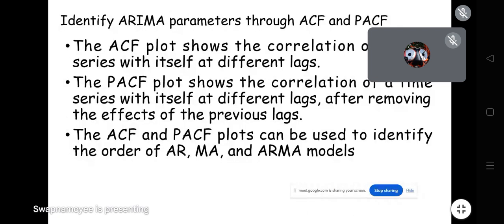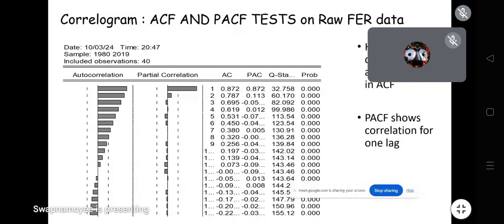Now I'm going to find the AR lag and the MA lag. How many lag periods in the AR should be there and how many lag periods in the moving average should be there, the other two components of your ARIMA. I have detected the I component through the ADF test and visualization. So coming to your other parameters, I have used the ACF and PACF test.